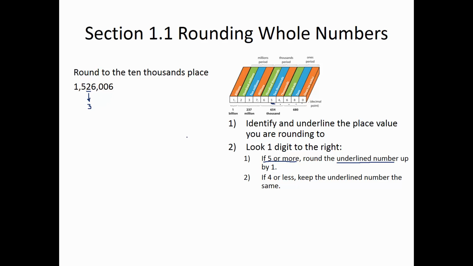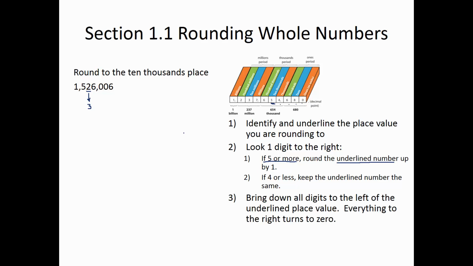So what about the rest of the number? Well, everything to the left of my underlined place value comes straight down. There's still 1 million people in the city for sure, and that 500,000 isn't going anywhere. But everything after that turns to 0. So the 26,000 rounds up to 30,000, in other words. And there's my answer. The rounded number is 1,530,000. Let's take a look at another example.